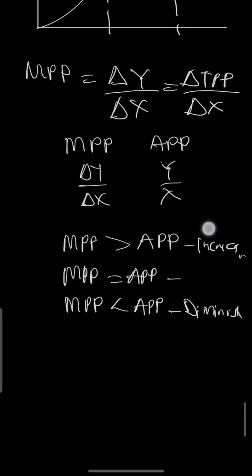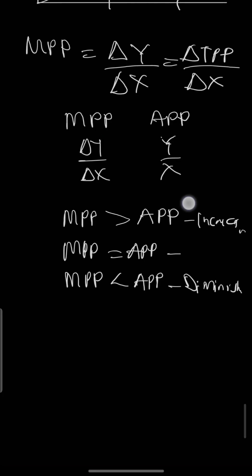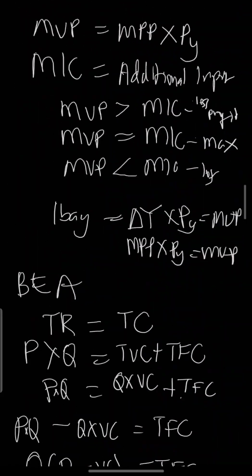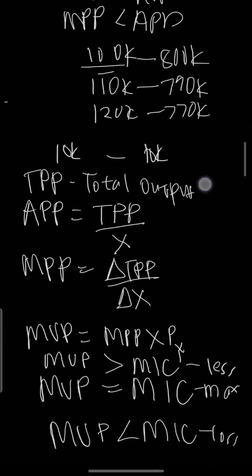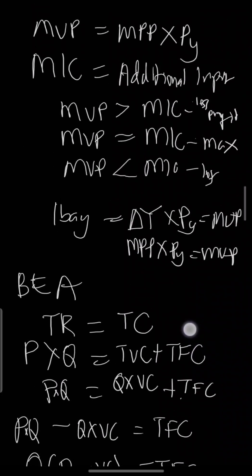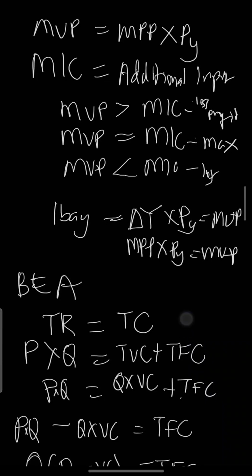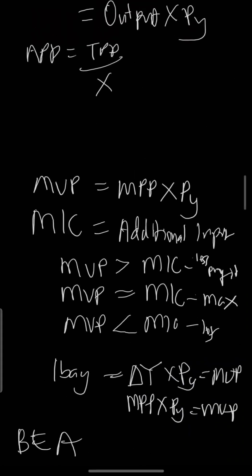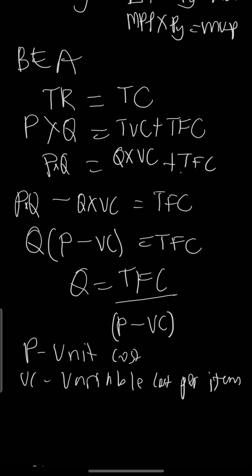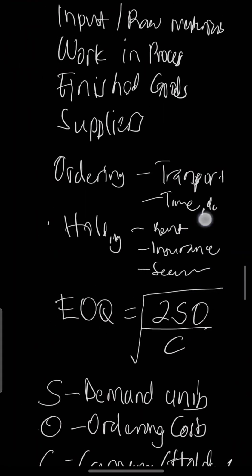Okay, after marginal physical product, we now look at the concept of marginal value product, and then we are going to compare that with marginal input cost. MIC is marginal input cost.